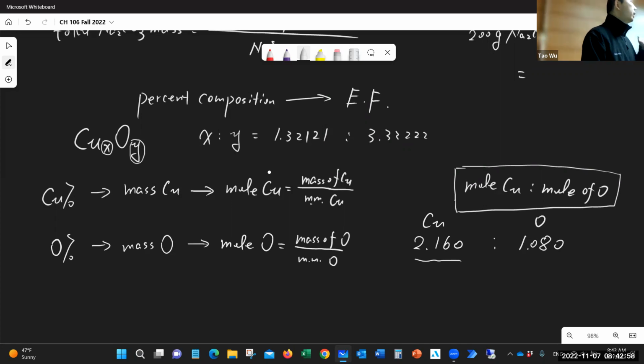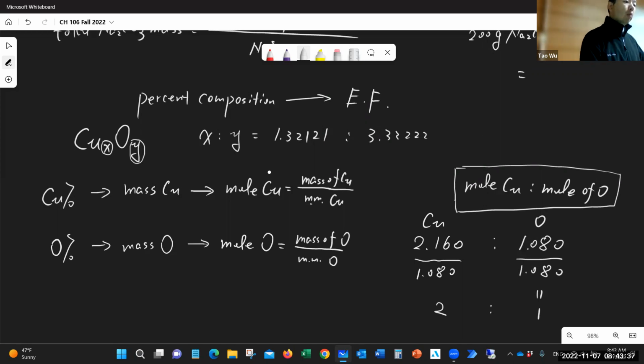This is a technique to normalize the numbers. So this number is divided by 1.080, and this number is also divided by 1.080. Once you divide, 1.080 divided by 1.080 is obviously 1, and the other number divided by this gives you 2. So now the mole ratio of copper to oxygen becomes 2:1. This is how you normalize the result.